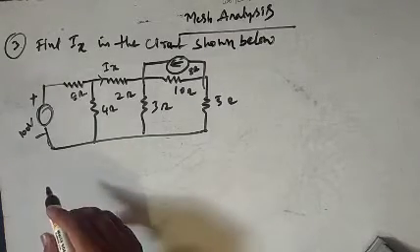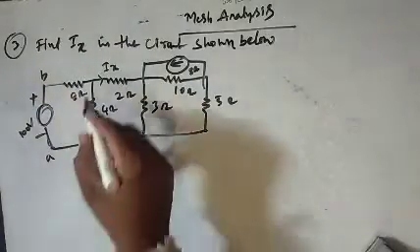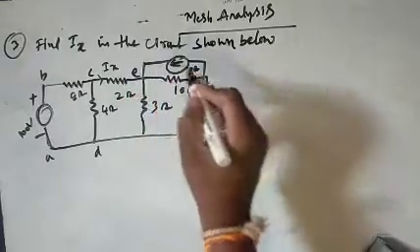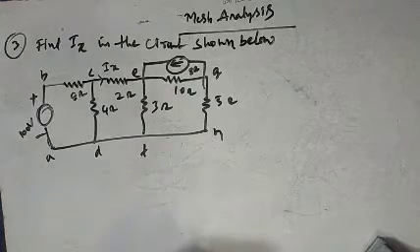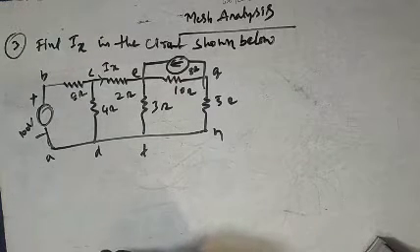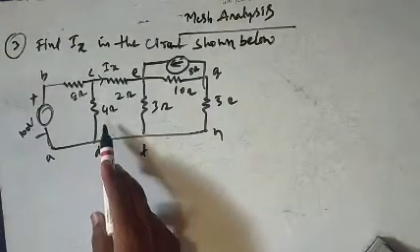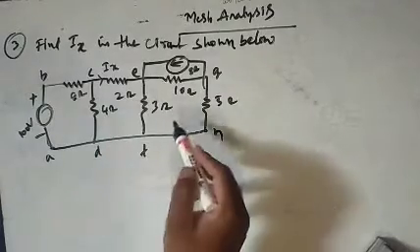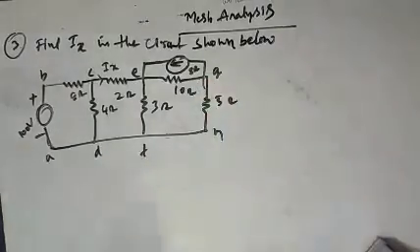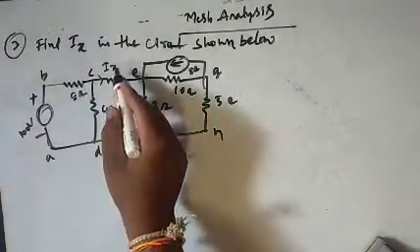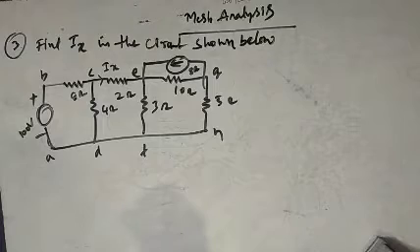Whenever you start, first you should name the nodes or loops A, B, C, D, E, F, G, H. I have given names to every node. This is the 100 volt source, 8 ohm resistance, another 4 ohm resistance, 2 ohm resistance, 3 ohm, 10 ohm, and 5 ohm. And this is the 8 ampere current. We need to find Ix, that is the current through the branch CE.